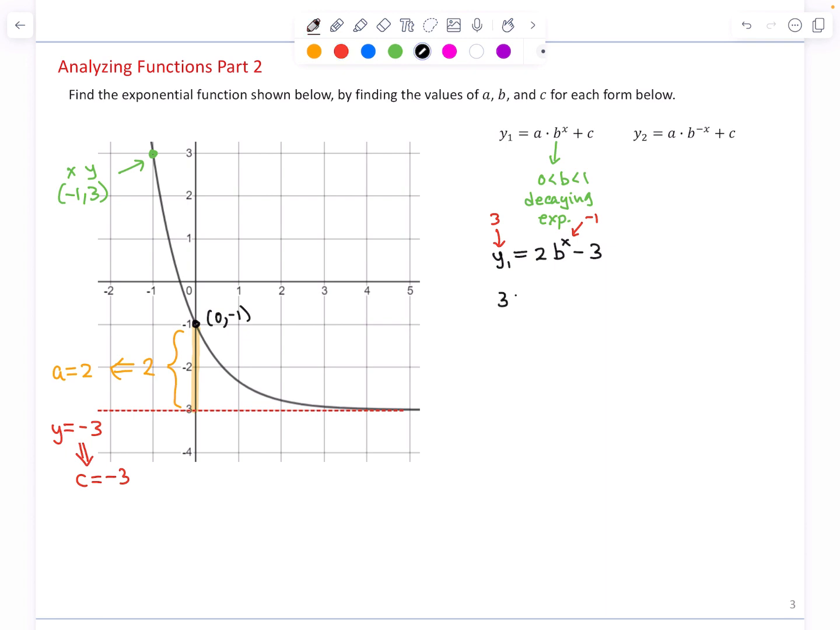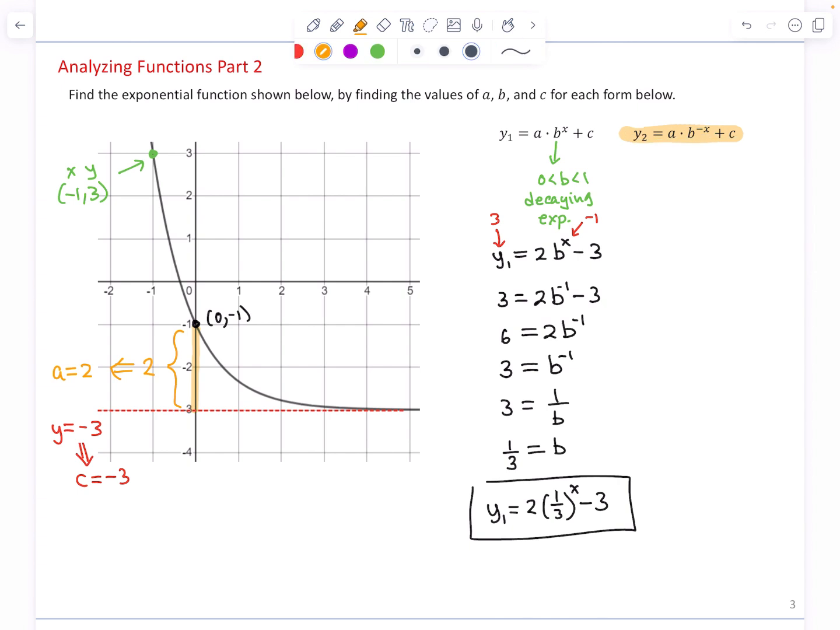So we get 3 is equal to 2 times b to the minus 1, and then minus 3. We add 3 to the other side. Now divide both sides by 2. Keep in mind that b to the minus 1 means 1 over b, and now I can invert both sides. So b must be 1/3, exactly as predicted. So y1 is equal to 2 times, and then I'll put the base in parentheses, that's being raised to the x, and then minus 3.